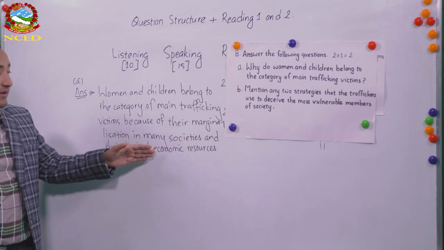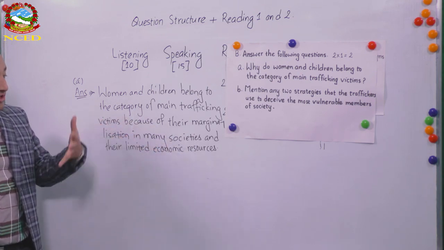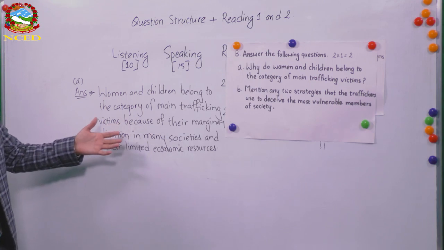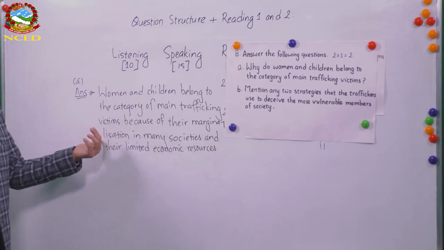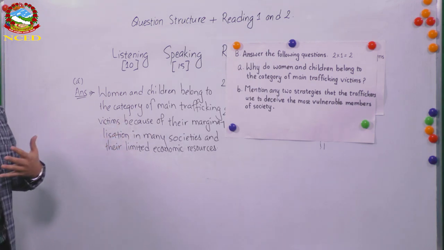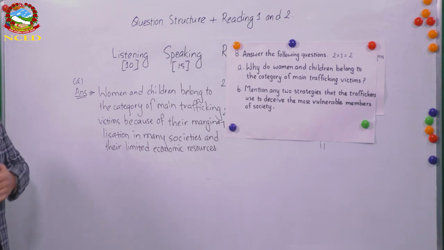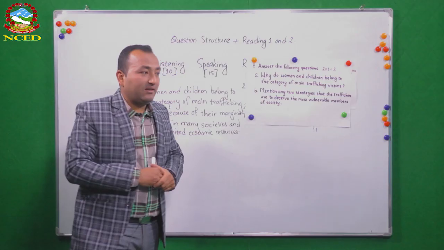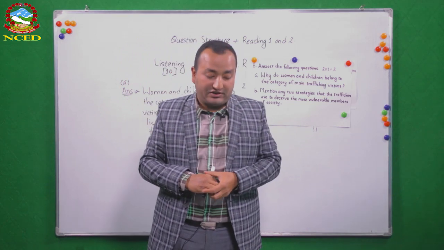This is the main reason. They have less money or source of money, and because they are marginalized, their role in society is not very important. They are sidelined, they are marginalized. That's why they are easily victimized.